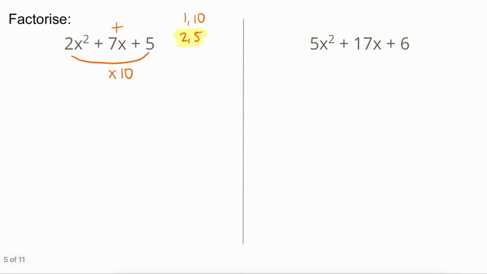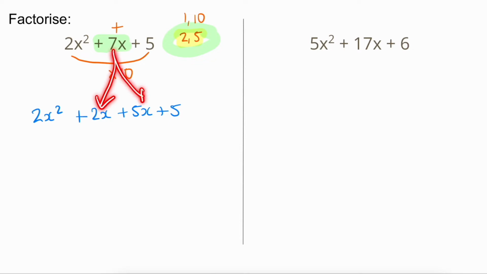So now I'm going to rewrite that first question, but instead of having plus 7x, I'm now going to write 2 and 5. So I'm going to have 2x squared, and then instead of my 7x, I'm going to have plus 2x plus 5x. And then I've still got at the end there my plus 5. All I've done, instead of having the 7x, is expand that out into two numbers. Normally what I would do is take this and then simplify it to this. And I'm using these two to help me.